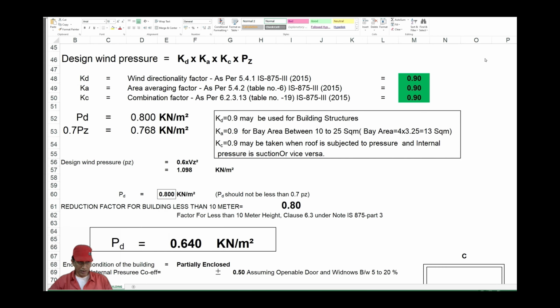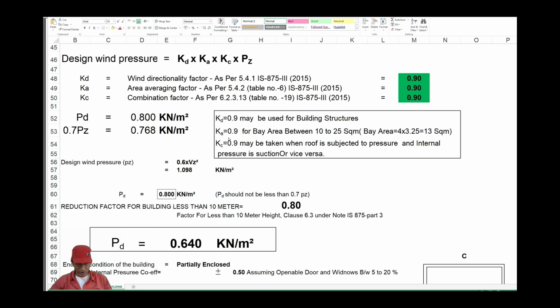Then there are certain other parameters that we have to consider while arriving at design wind pressure. These are Kd, Ka and Kc. Kd is wind directional factor, Ka is area averaging factor, and Kc is combination factor. Kd may be taken as 0.9 for building structure. Ka is 0.9 for a bay area between 10 to 25 square meters. Our bay area is 4 into 3.25, 13 square meters. Even if we go for the gable side, that will also remain within 25 square meters.